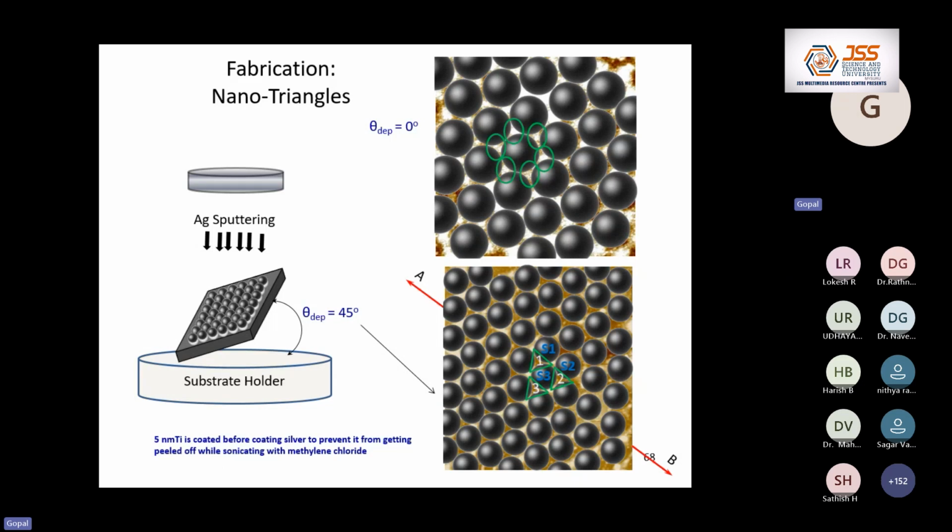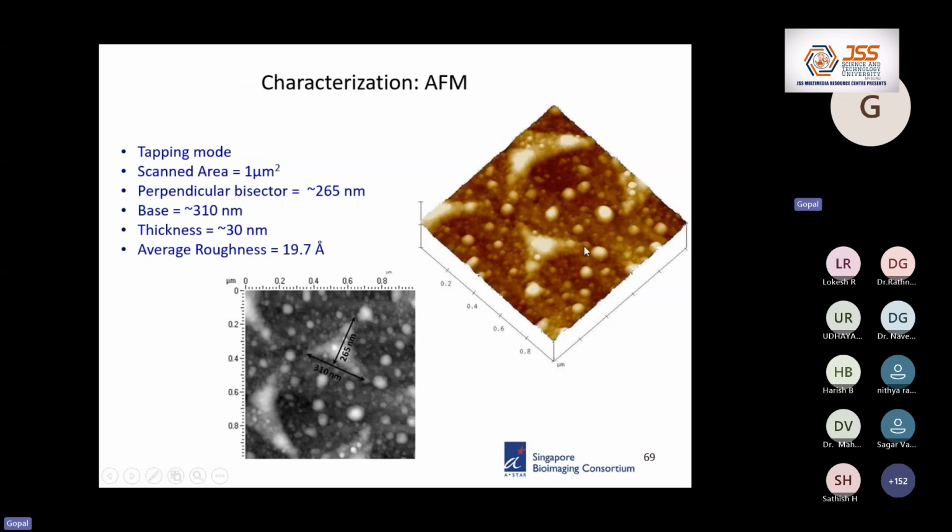It's like a bottom-up approach to nano fabrication, and you can see the silver nano triangles here. It is shown here 1, 2, 3. These nano triangles you can create, and you can see how it is done after an AFM image. This nano triangle has around 265 nanometer height and 300 nanometer base. I think we did this work in Singapore Bioimaging Consortium. Roughness is also given, thickness, everything we have done.